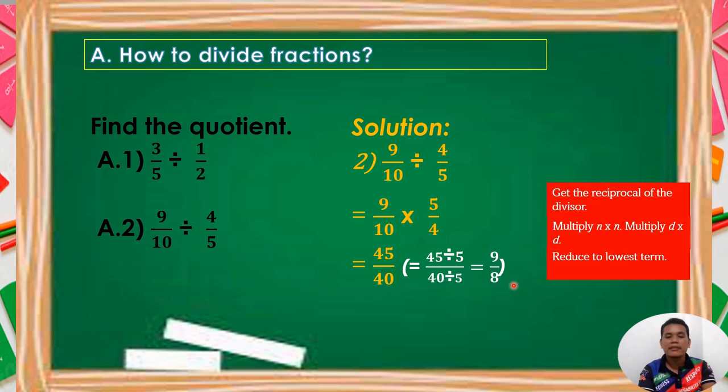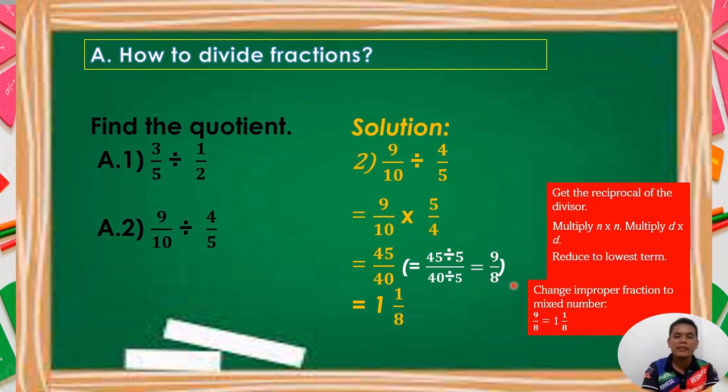But that's not yet in the lowest form, so we will not consider that as our final answer. Change it first to a mixed number. So 9/8, when you change that into a mixed number, the answer is 1 and 1/8. Still, you derive the same answer.